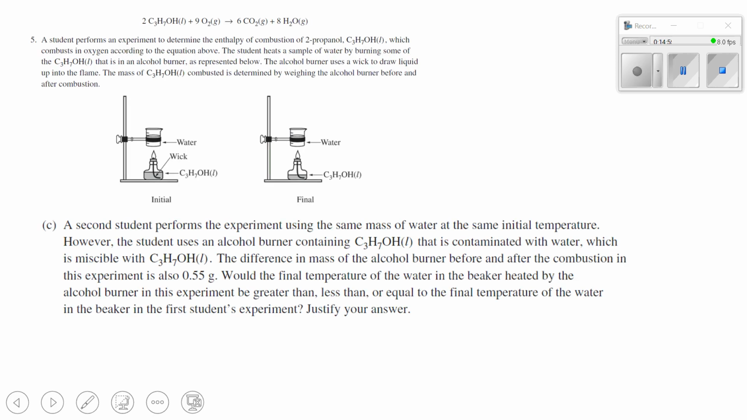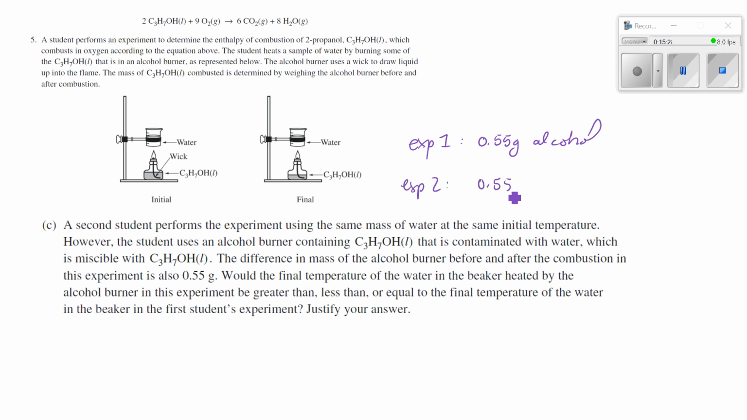And then the last question says, what if we have a burner containing some water and we burn, the difference in mass is still 0.55. Will the final temperature be greater than, less than, or equal to what we got in the first experiment? So if we look in experiment 1, we reacted 0.55 grams of just the alcohol. In experiment 2, the 0.55 grams was a sample of alcohol contaminated with water.